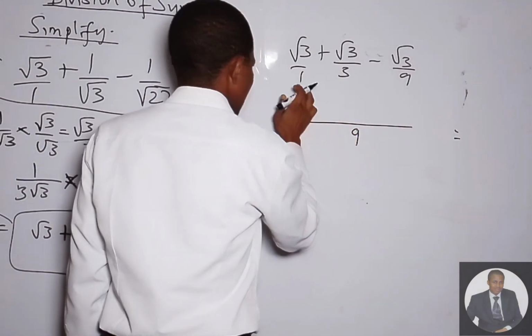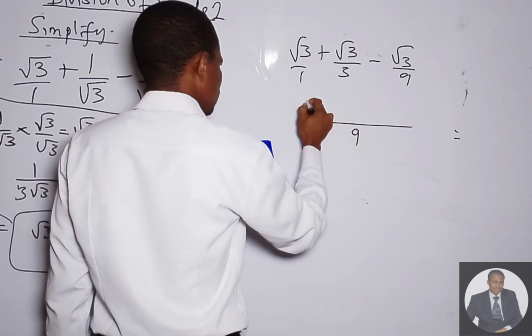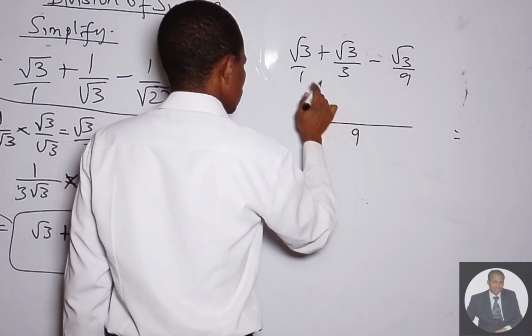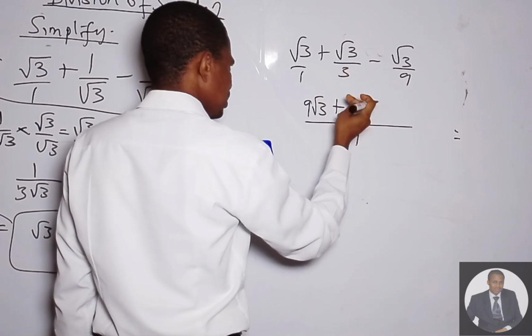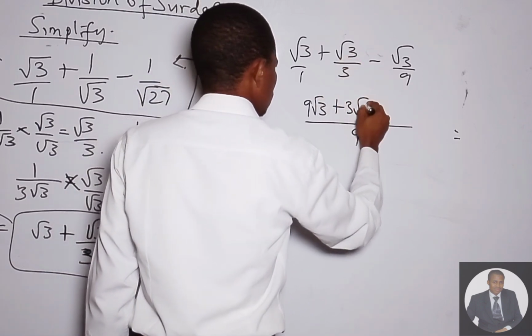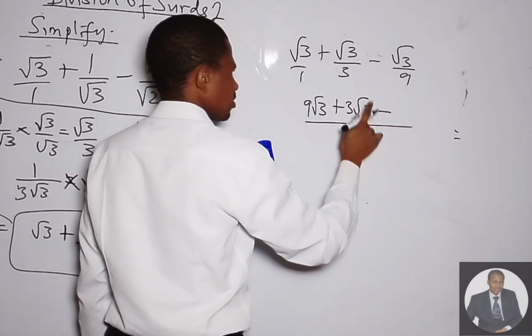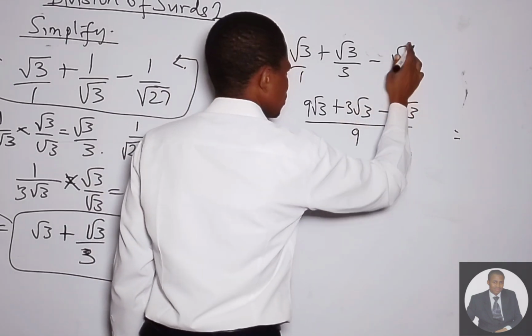Is 9. How many 1 is in 9? 9. So 9 root 3. 9 times root 3 is root 3. Plus, how many 3 is in 9? 3. 3 times root 3, 3 root 3. Minus, how many 9 is in 9? 1. That's 1 times root 3 is root 3.